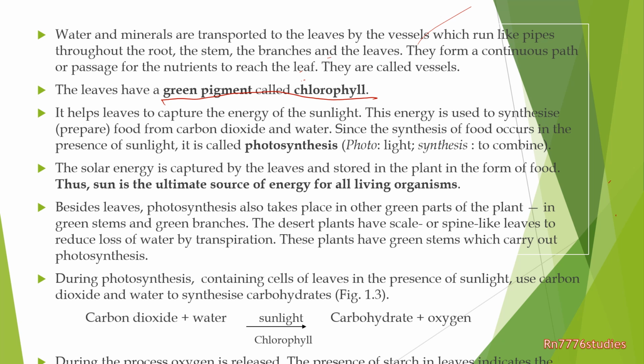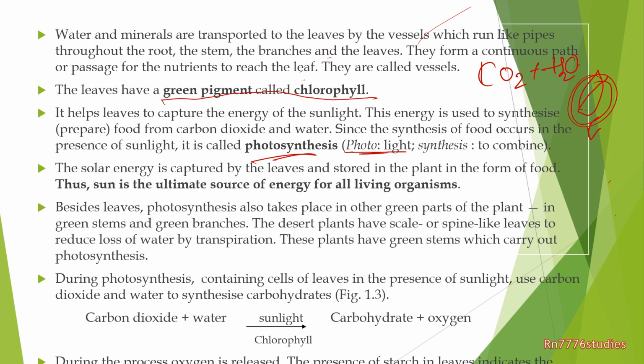It helps leaves to capture the energy of the sunlight. See, as I said, its goal is to reach the water and minerals to the leaf. Why? To capture the sunlight. Photo means light. Synthesis means preparing. So this sunlight energy is used to synthesize, that is prepare, food from carbon dioxide and water. CO2 is carbon dioxide plus H2O is water, that is the water you have given to the plant. Since the synthesis of food occurs in the presence of sunlight, it is called photosynthesis.